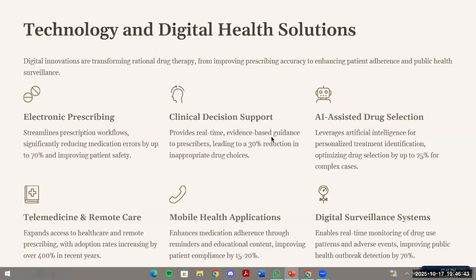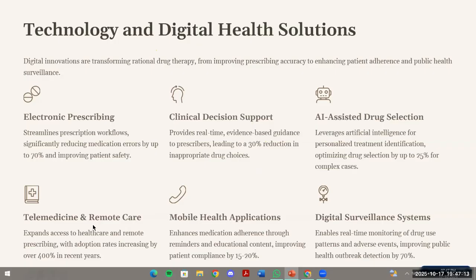And AI assistance has now come out for drug selection. It leverages artificial intelligence for personalized treatment identification and optimizes drug selection by up to 20% for complex cases. So all the knowledge will be integrated to help the AI assistant system give support to optimize the drug selection.